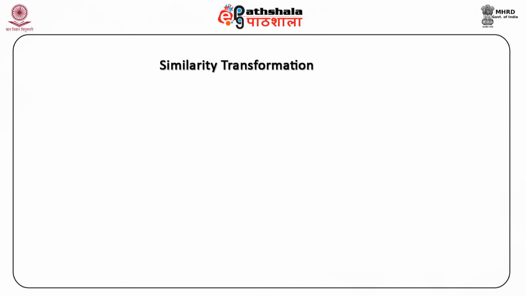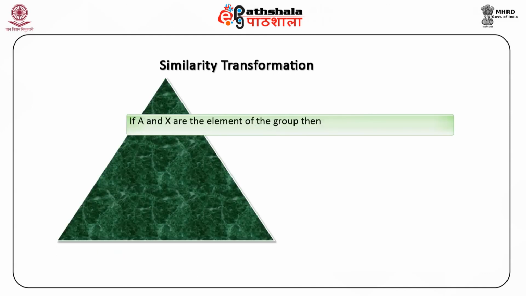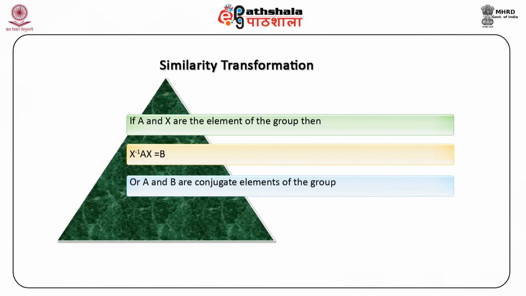For similarity transformation, if A and X are elements of the group, then the X inverse A X operation will be equal to some element of the group, say B. This transformation is written as X inverse A X is equal to B. We can also express the result by saying that B is the similarity transformation of A by X, or we can say that A and B are conjugate elements of the group.